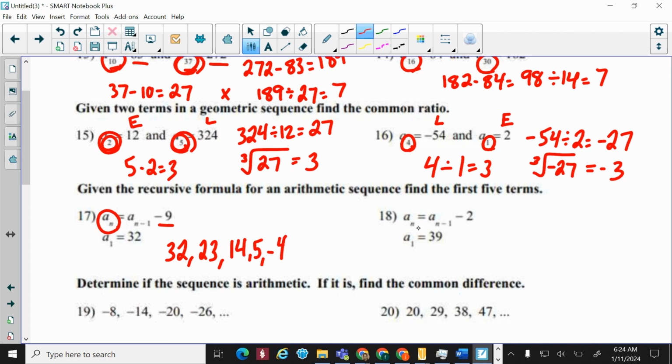For question number 18, here's your first term. Everything starts with A1, so your first term is 39, and it says you take the previous number and subtract 2. So after 39, it'll be 37, 35, 33, and lastly 31.